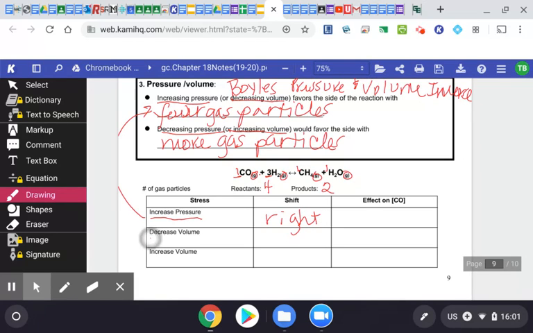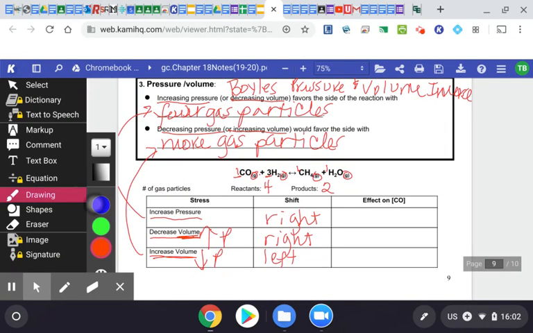Decreasing volume. Whenever you see volume, change it to what it's doing to pressure. A decrease in volume is going to do the opposite to pressure, which means it's increasing your pressure. Well, we just said an increase in pressure is going to favor the side with fewer gas particles, which is going to be the right-hand side of the reaction. An increase in volume is going to do the opposite to pressure. It's going to decrease pressure. Well, a decrease in pressure is going to favor the side with more gas particles. We have more gas particles on the left-hand side of the reaction, so that's going to be to the left.